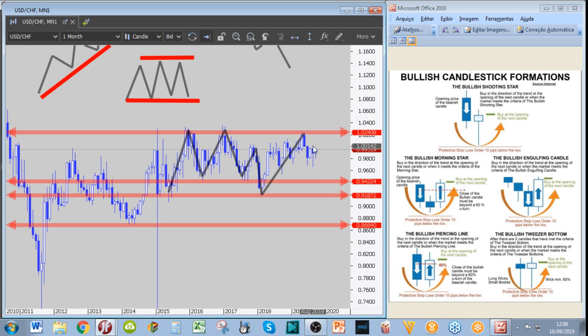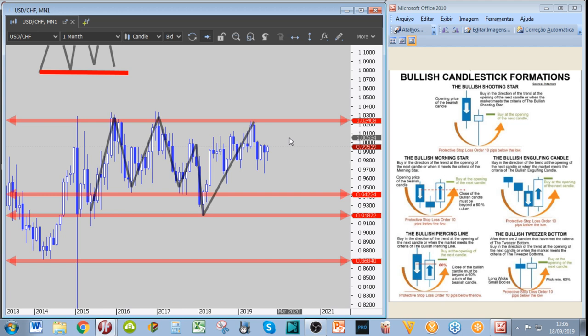So what should we do? Should we go short or should we go long on USDCHF? And when we are talking about going short or long, it is long term. This is the long-term bias, the long-term direction. Why is that? Because we are in the monthly chart.